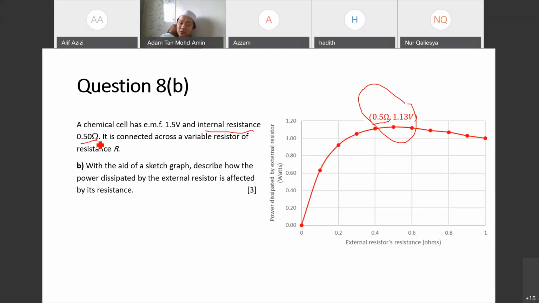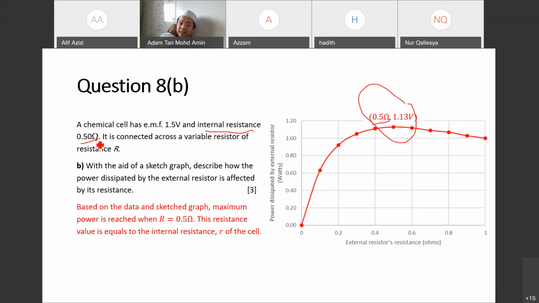So what can we conclude with this? Based on the data and the sketch graph, data tu maknanya apa? Yang table tadi yang kita ada kan. Maximum power is reached when R equals 0.5 ohms. This resistance value is actually equal to the internal resistance R of the cell. Our conclusion is to deliver maximum output to an external load, its resistance must match the internal resistance of the supply. Generally, that's what we do.